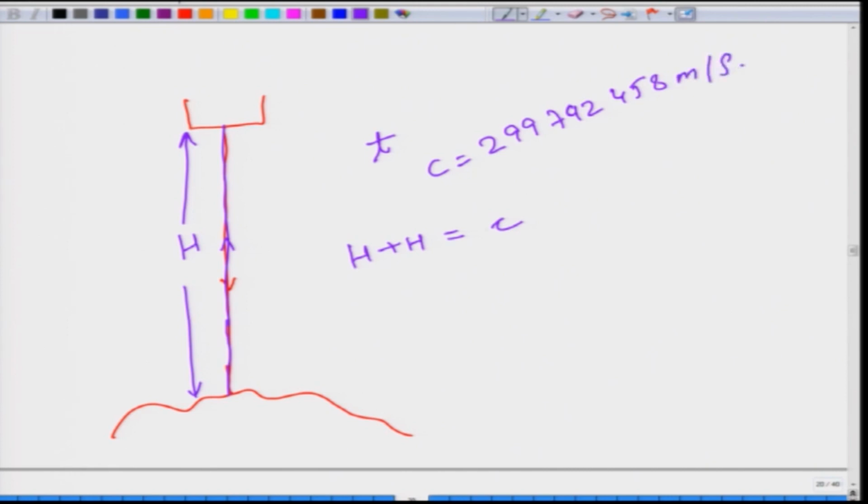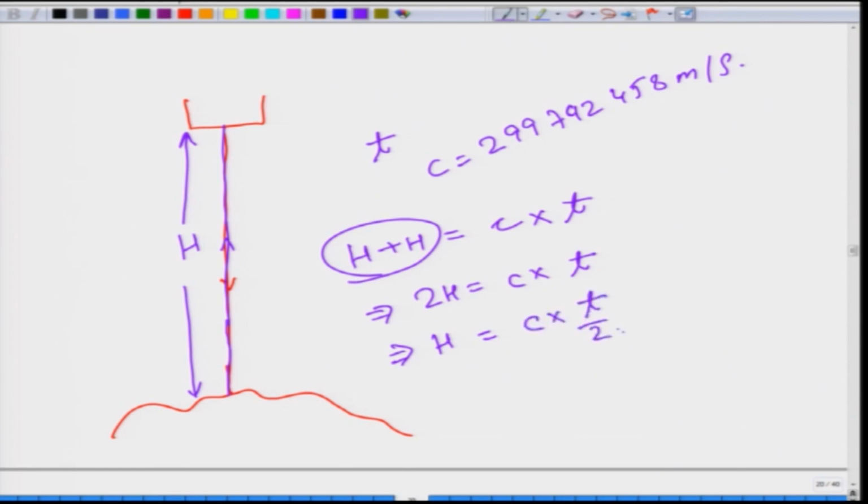Now, this distance is equal to c into the time that it takes, which means that 2h is equal to c into t, which means that h is given as c into t by 2, where c is the speed of light and t is the time that the laser pulse takes from the moment it is emitted to the time it has come back.